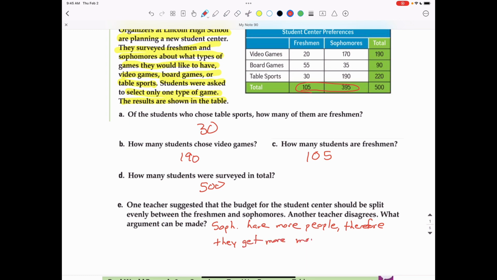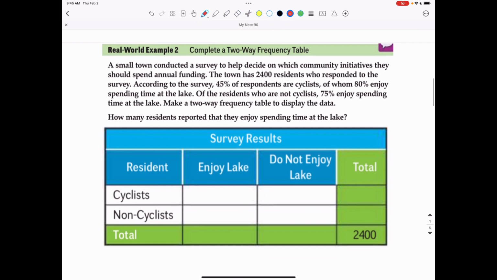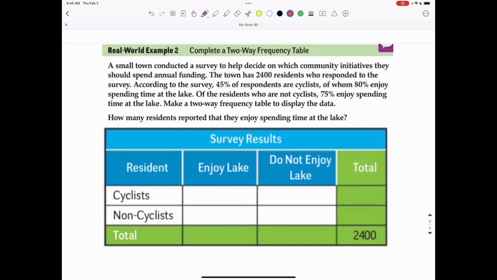So there you can see how to read a frequency table. We can also complete and construct our own frequency tables. In this situation, a small town is conducting a survey to help decide on which community initiatives they should spend annual funding. The town has 2,400 residents who responded to the survey.